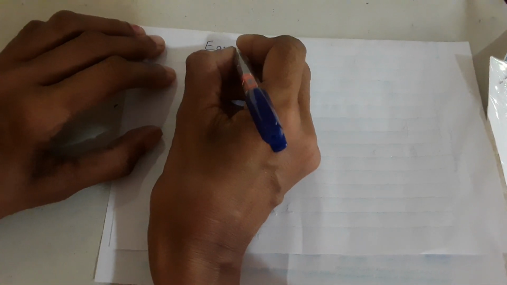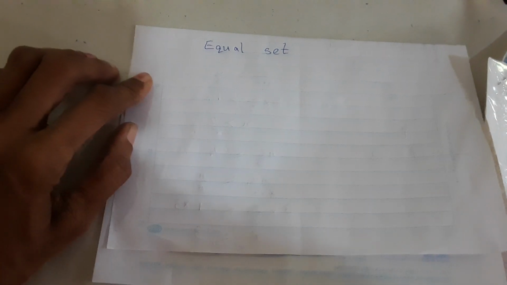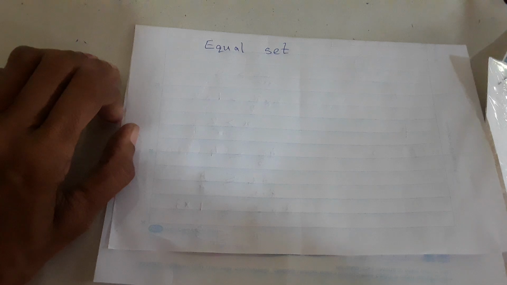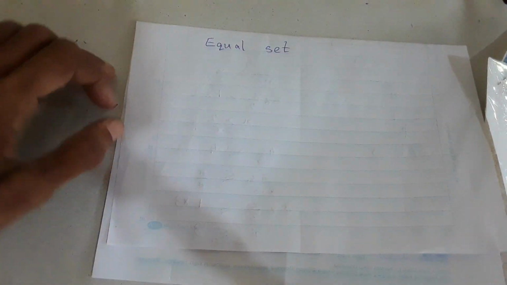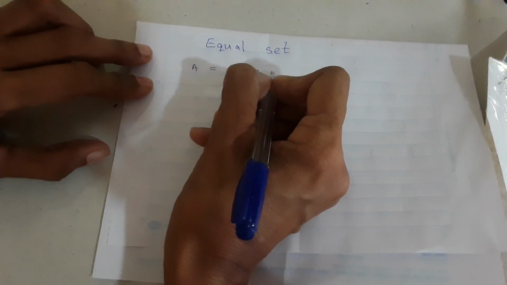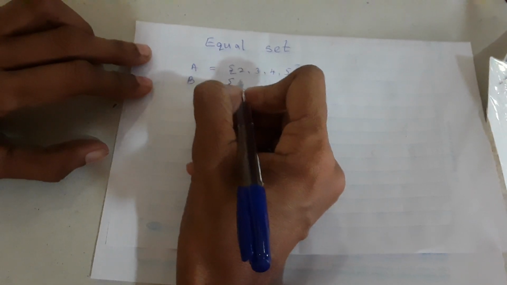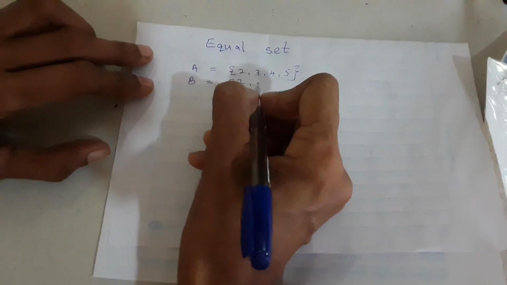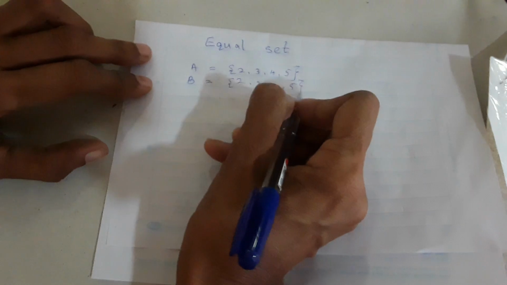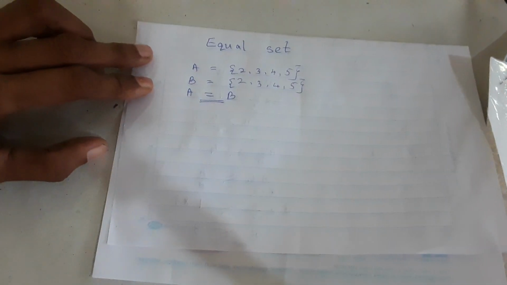Now we are going to learn about equal sets. Sets which have the same elements are known as equal sets. For example, A is equal to {2, 3, 4, 5}. The set B is also {2, 3, 4, 5}. Same elements. Then we can say set A is equal to set B. Equal sets.